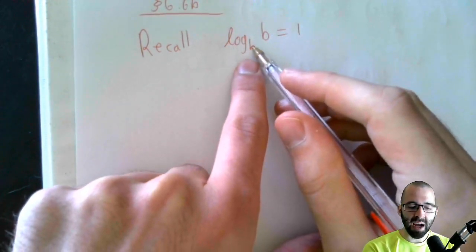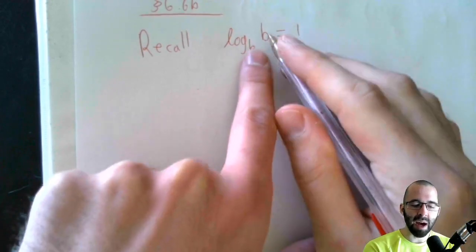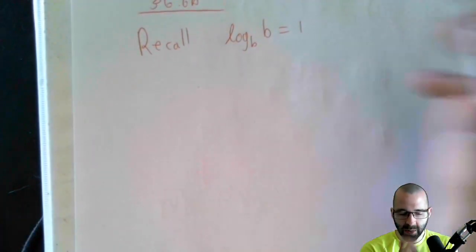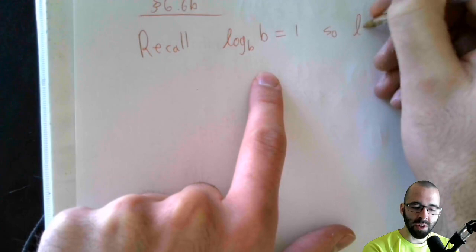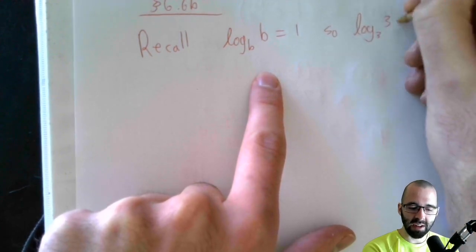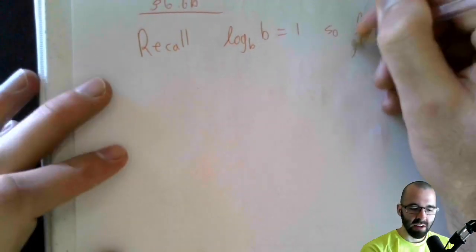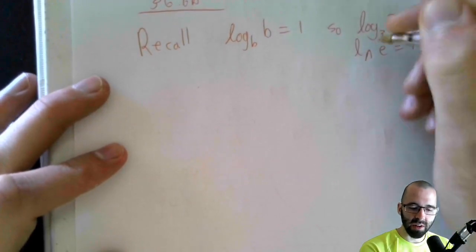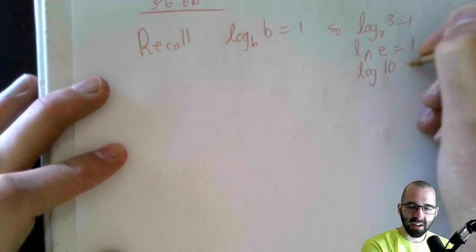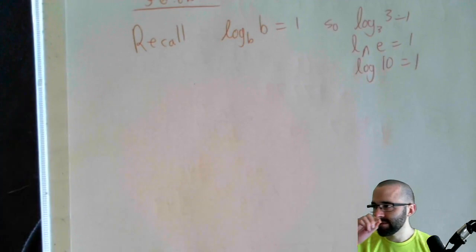So b to what power equals b? Well, b to the first power equals b. So this is for any number, right? So, log base 3 of 3 is 1. Natural log of e equals 1. The common log of 10 equals 1, okay?